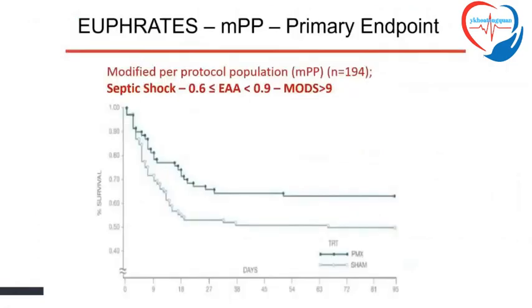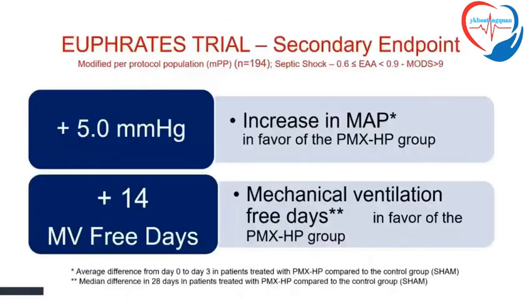More recently, while the EUPHRATES trial failed to meet the primary endpoint in the United States, they analyzed a per protocol modified population, and the population with endotoxin activity assay between 0.6 and 0.9 seemed to have a significant benefit from the extracorporeal removal of endotoxin, with a signal of almost 6% improvement in survival, improvement in hemodynamics, and improvement in mechanical ventilation free days.